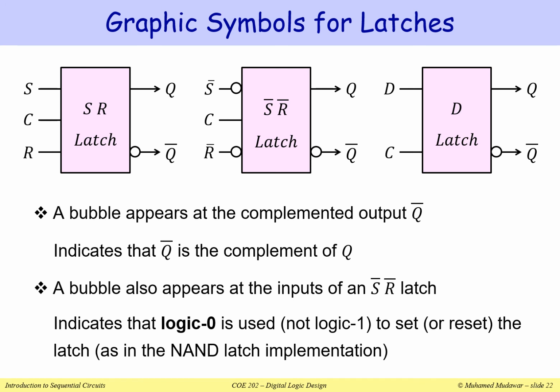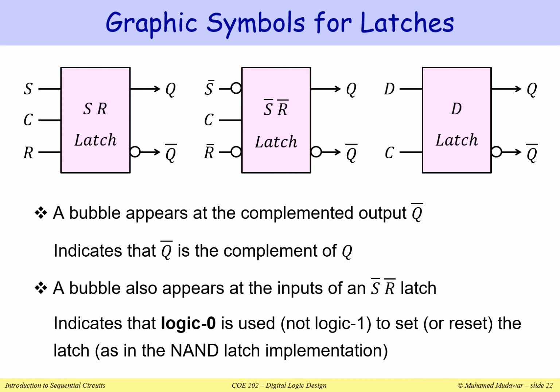In the case of an S bar R bar latch, notice that the inputs are inverted. These 2 bubbles, or small circles, indicate that the inputs are inverted. It means that it is active low. So we set when the S bar input is 0, and we reset when R bar is equal to 0. That's when we reset.